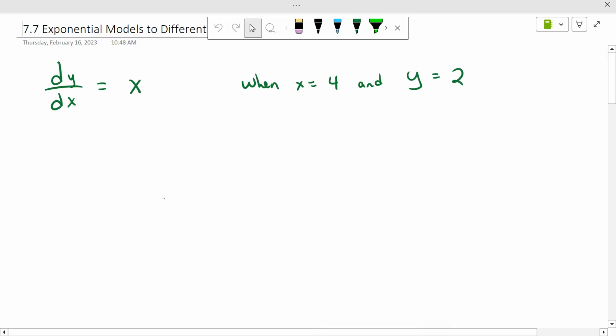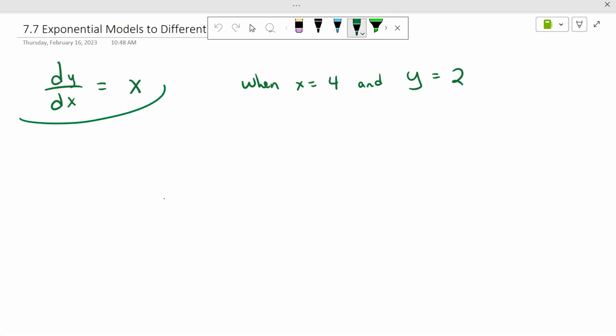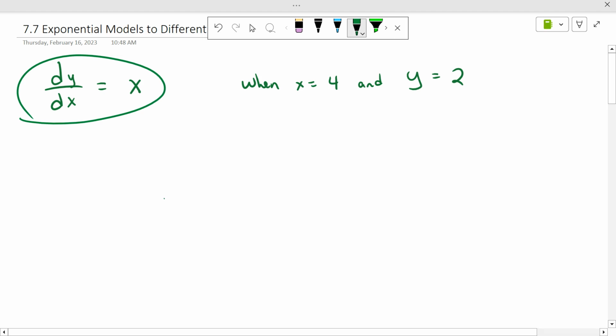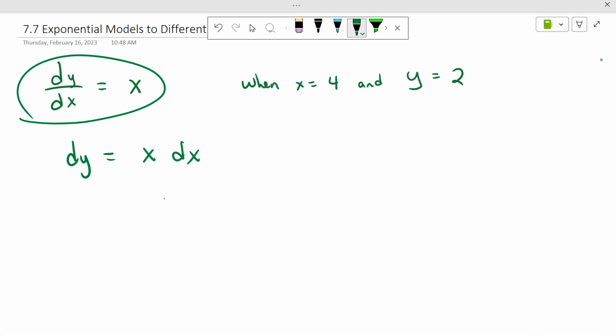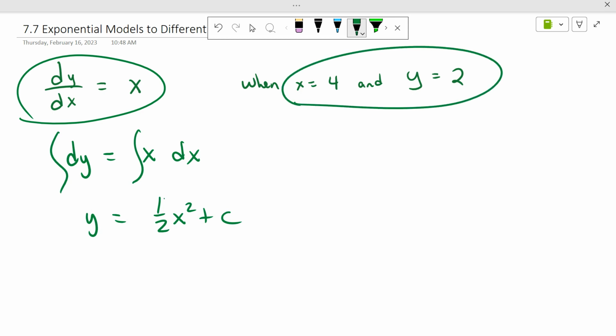All right, exponential models to differential equations. How would I get the general solution to that equation here? The dy over dx equals x. First step. So dy equals x dx. Then what would I do? Integrate. So y equals 1/2 x squared plus c. Then I find the particular solution by plugging in the numbers.